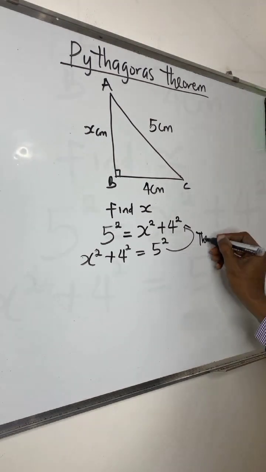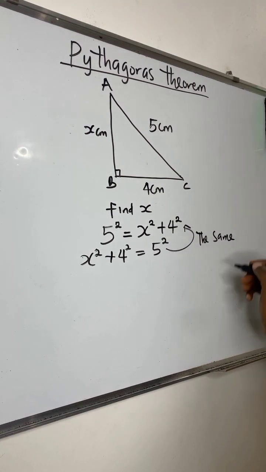Now, at this point, we're supposed to try as much as possible to rearrange the equation. If you rearrange it, you're going to have x squared plus 4 squared is equal to 5 squared. The x squared plus 4 squared is at the left-hand side while you have your 5 squared at the right-hand side. It's better you arrange it that way so that the unknown can be at the left-hand side. It's presentable that way.